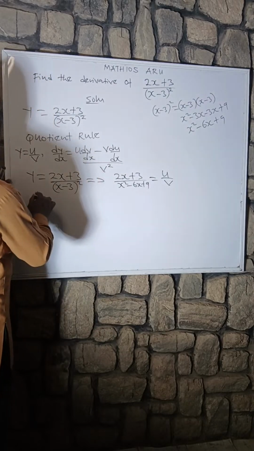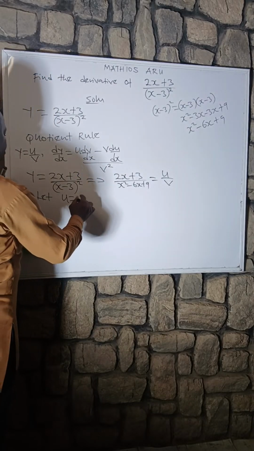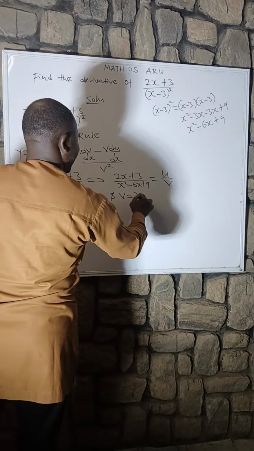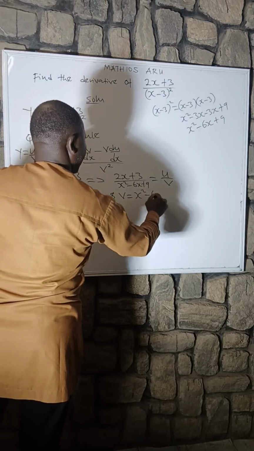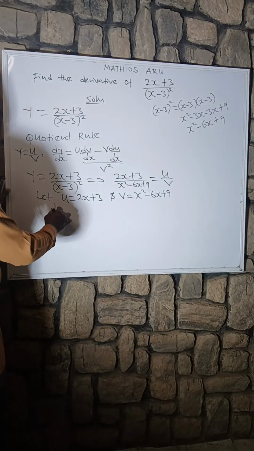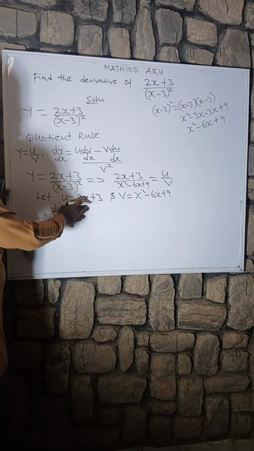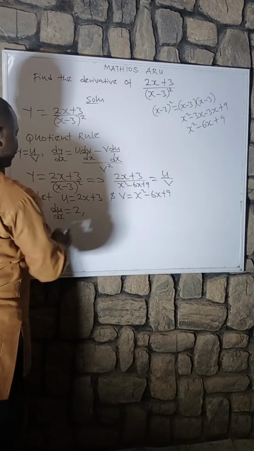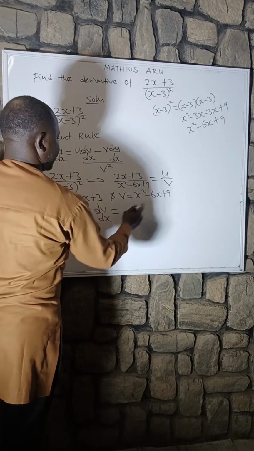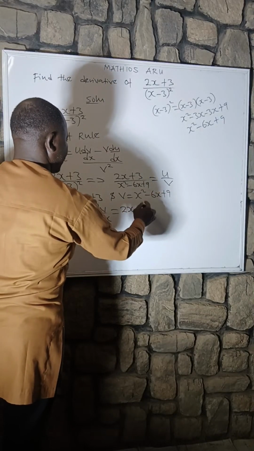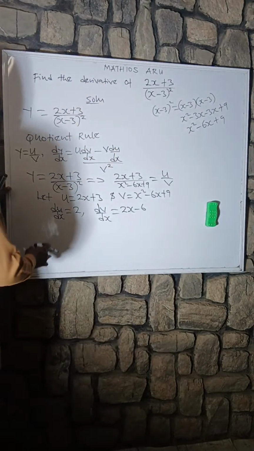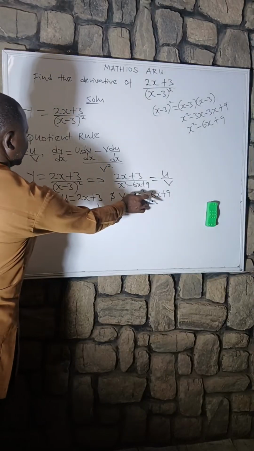So we now let u be equal to 2x plus 3 and v be equal to x squared minus 6x plus 9. So what we need to do here is, du over dx is equal to 2 if you differentiate 2x plus 3, and dv over dx is equal to 2x minus 6 if you differentiate this function. True or false? If you agree with me, you have to substitute this and this into this formula.